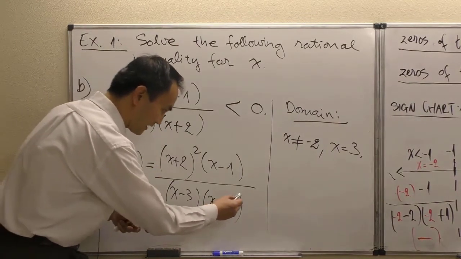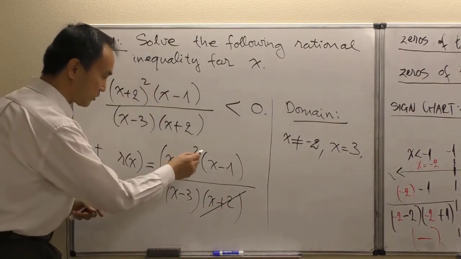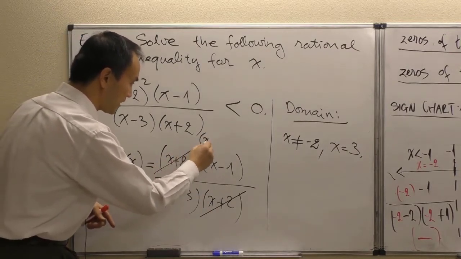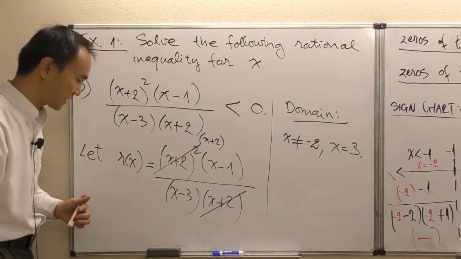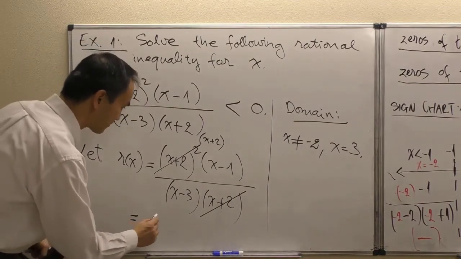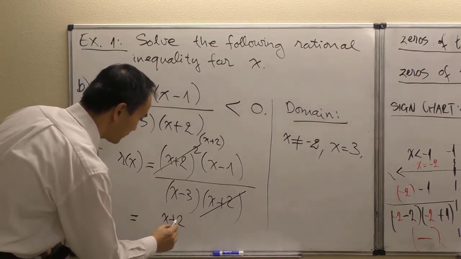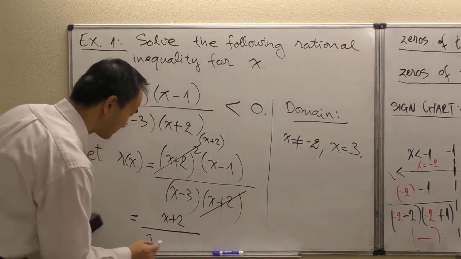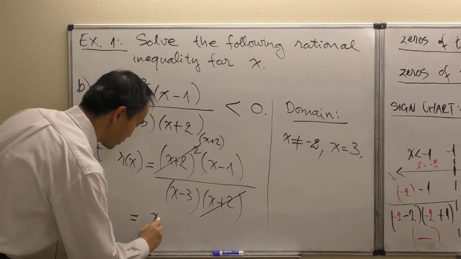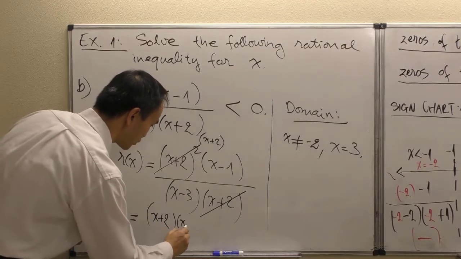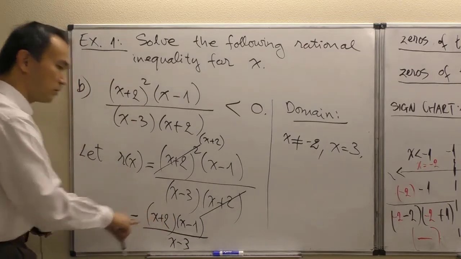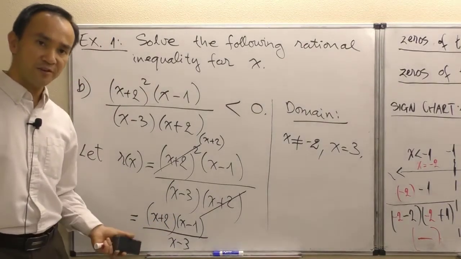I notice I have a factor that can be canceled, but it only cancels once. So we have a leftover x plus 2 right here. Writing it down as scratch, our final simplified rational expression is (x plus 2) times (x minus 1), the square power is gone, divided by (x minus 3). This is our final simplified rational function, ready for action.